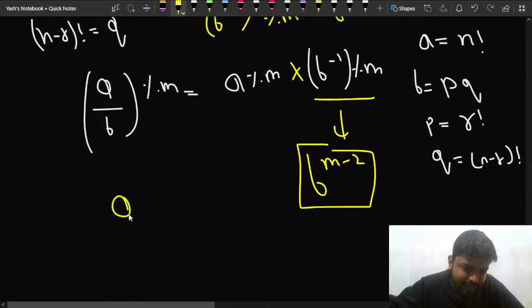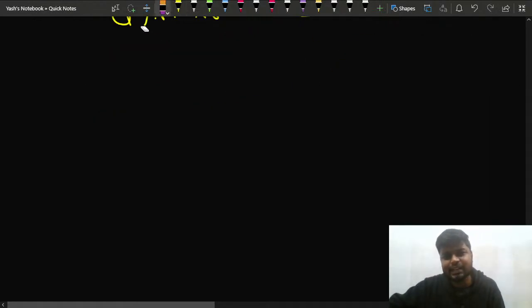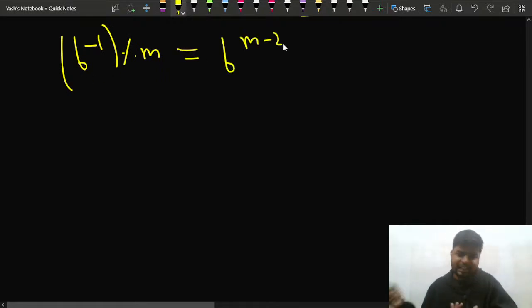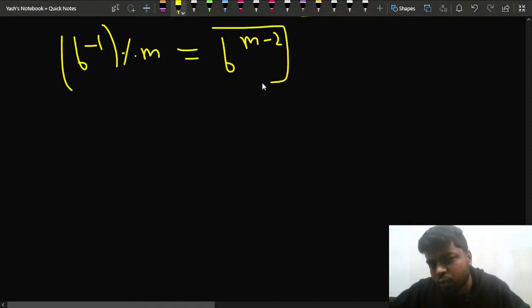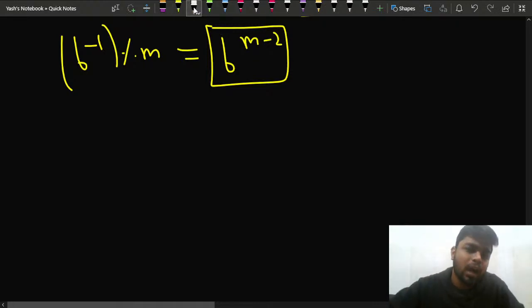So it would be nothing but a mod m into b to the power m minus 2, right? Something like this. Okay, this is the expression that we have deduced it to. Now you'll say that if I have an expression like b to the power m minus 2 mod m, you simply calculate this value. But I'll say that if you calculate it directly, then it would take a lot of time.